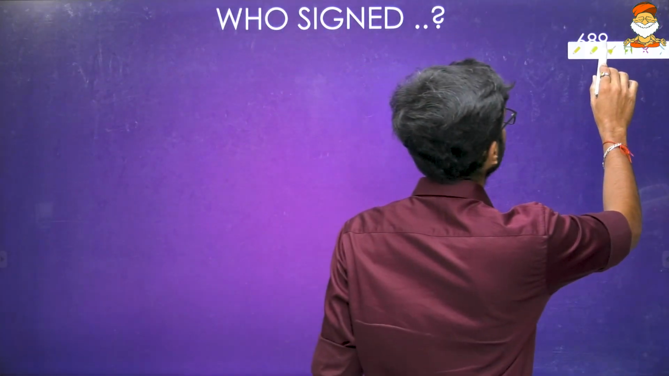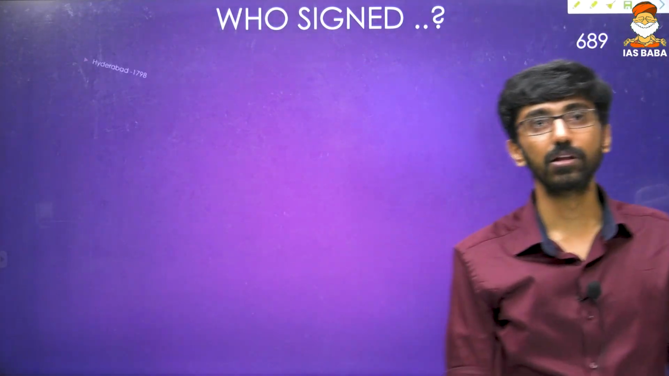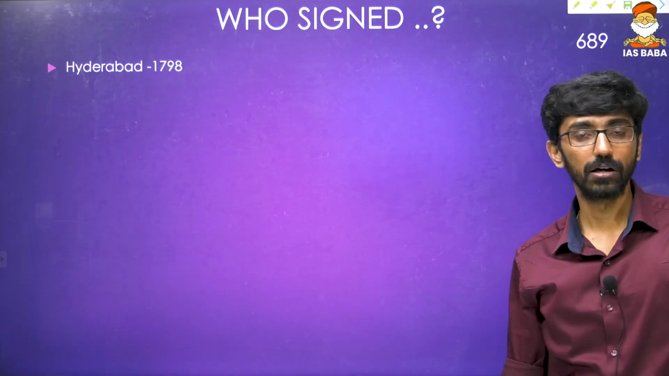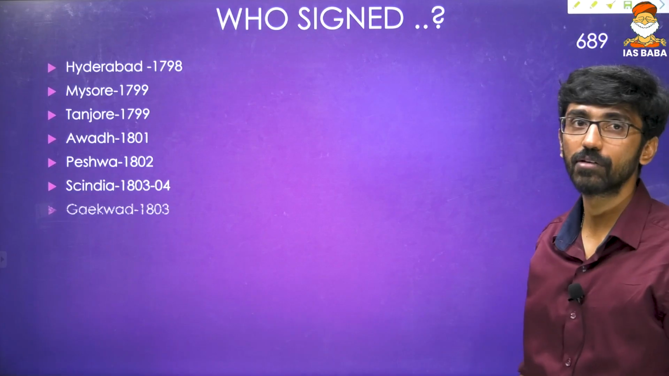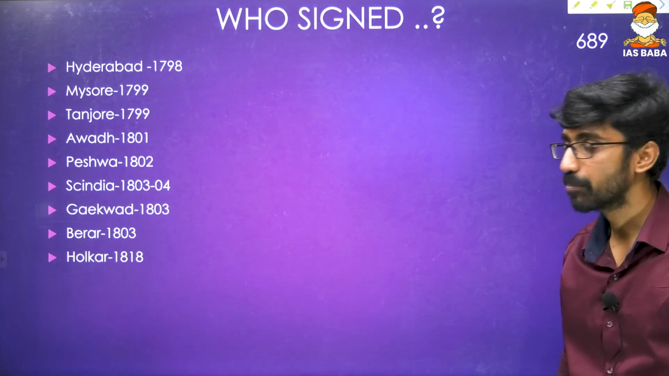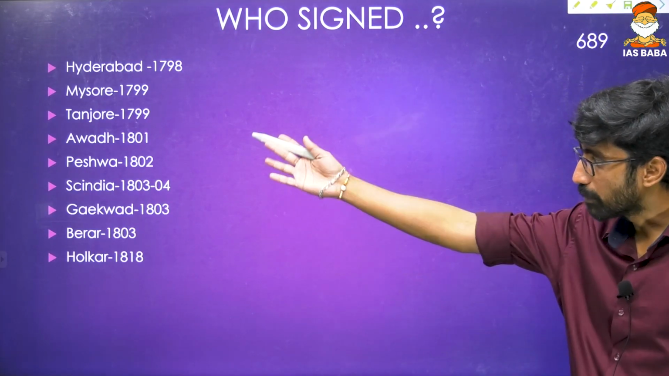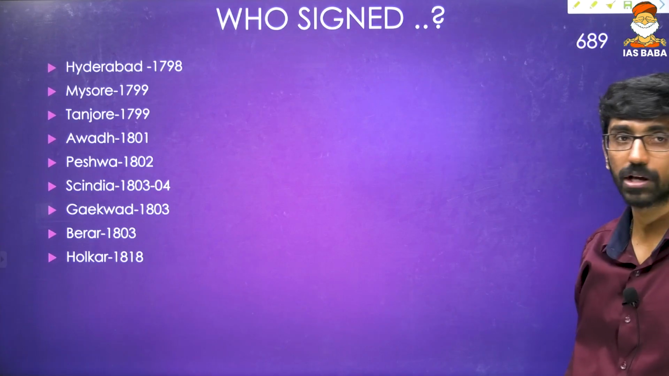And which are the states which signed this particular treaty? Look at this one. All the lists are there. Hyderabad is the first state. Hyderabad Nizam is the first state to sign, 1798. Then Mysore, Tanjavur, Awadh, Peshwa, Sindhya, Gaikwad, Berar, Holkar. I think most of the Maratha states we can talk about: Sindhya, Gaikwad, Berar, and Holkar.